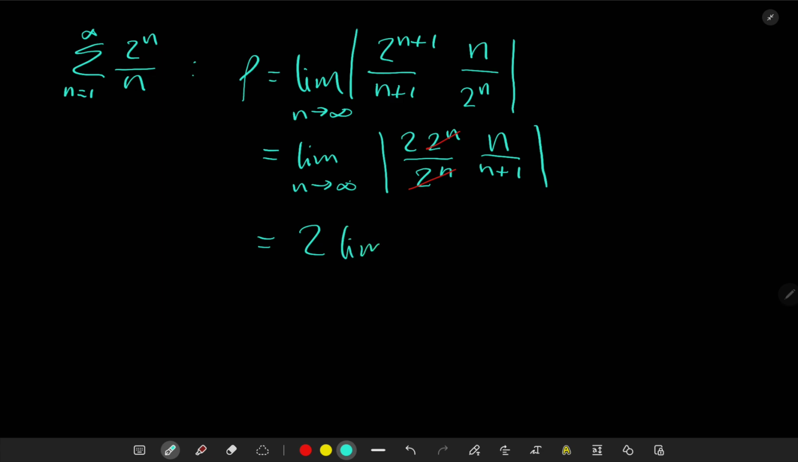Then you have the limit, and these are all positive numbers, as n goes to infinity of n over n plus 1. You remember that you have a rational expression with degree 1 in the numerator and denominator, so the limit is the ratio of the coefficients, 1 over 1, which is 1. So this limit is 2, which happens to be greater than 1. So for the ratio test, you're in case 3, part 3 of the test.